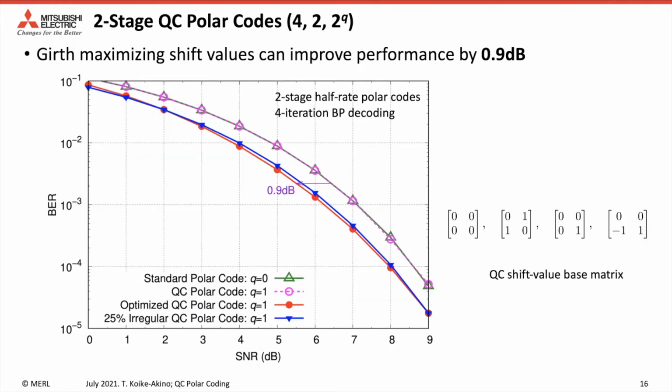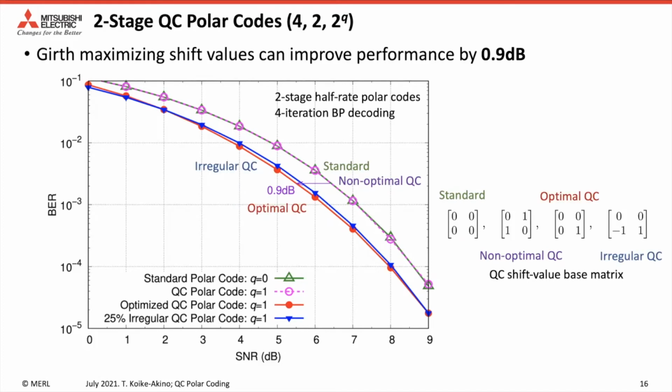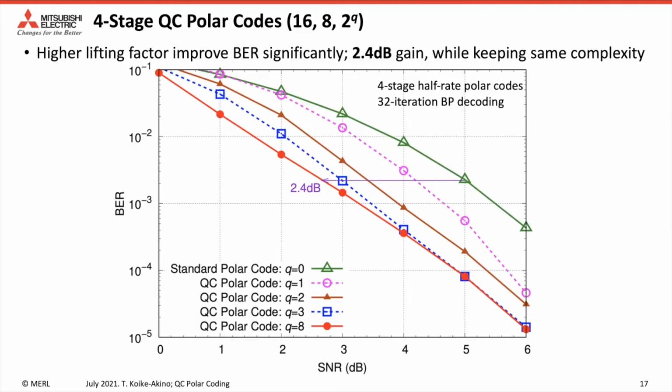Let's first see the benefit of removing the cycle-4 loops in 2-stage polar codes. This figure shows the bit error rate performance as a function of SNR of standard and non-optimal QC polar codes. Using optimal QC shift values, we can achieve a 0.9 dB gain because of the mitigation of cycle-4 loops. The gain can be more significant using deeper stages.